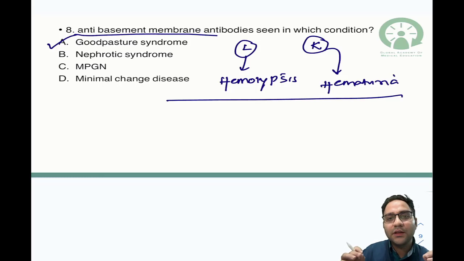It is one of the examples of a basement membrane disorder presenting with glomerulonephritis. So it's a pulmonary renal syndrome. You have to identify this condition very promptly because it needs aggressive management with immunosuppressants and plasmapheresis.